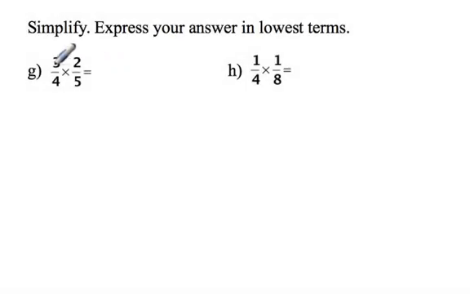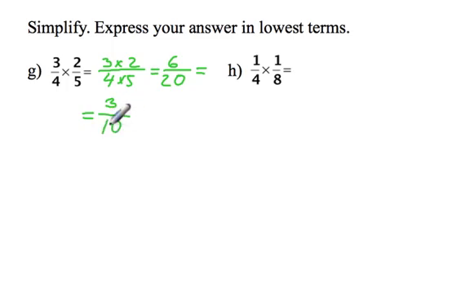Question G, multiply 3/4 by 2/5. So that will equal 3 times 2 divided by 4 times 5. And that equals 6/20. 6 and 20 have a common factor, and they both divide by 2. So 6 divided by 2 is 3, and 20 divided by 2 equals 10. So the final answer is 3/10. Question H, we have 1 times 1 divided by 4 times 8, and that equals 1/32. So the final answer is 1/32.